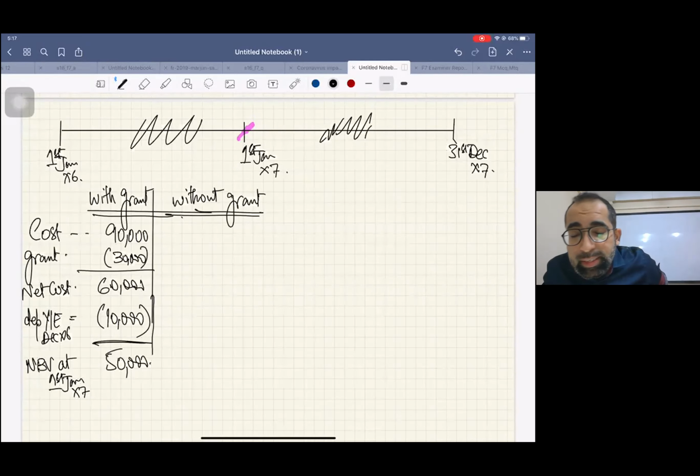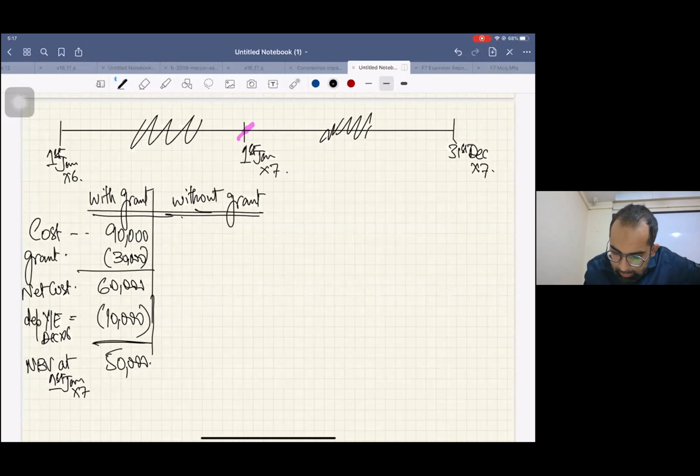This is basically a change in accounting estimate, because suddenly we received this information. This information was not available before. So this is a change in accounting estimate, and we need to do something prospectively. Okay, so now let's do it.